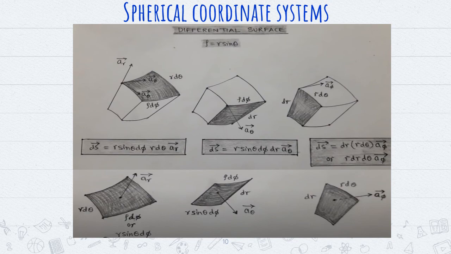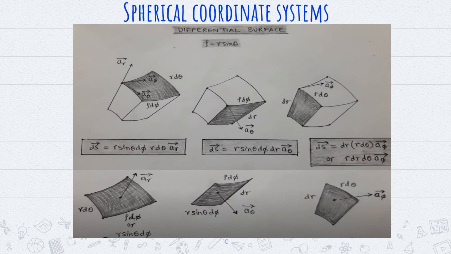Now first we will consider the first diagram, the bottom side of the first diagram. It is nothing but the ar vector. The ar vector is perpendicular to the two directions: the first side is r d theta and the second side is r sin theta d phi. Actually, this is rho d phi, but that rho is replaced by r sin theta. So we can remember the third side is r sin theta d phi only, not rho d phi. Therefore ds is equal to r sin theta d phi into r d theta into ar vector.